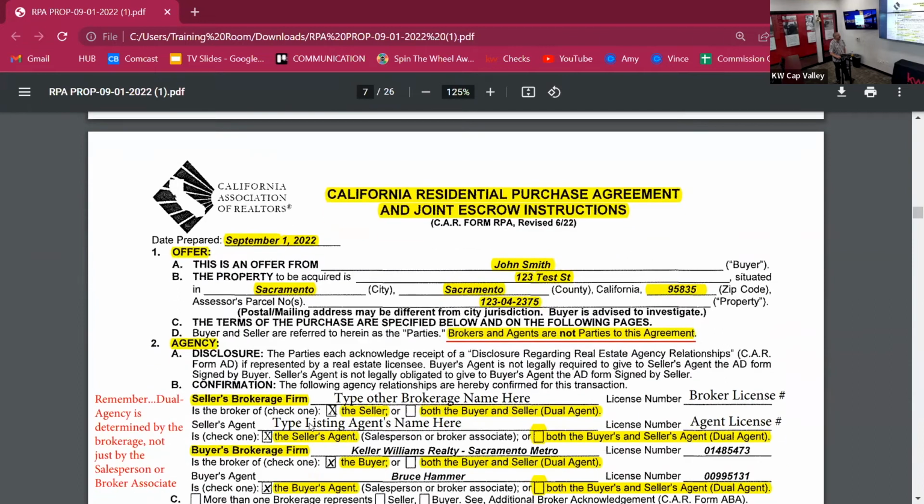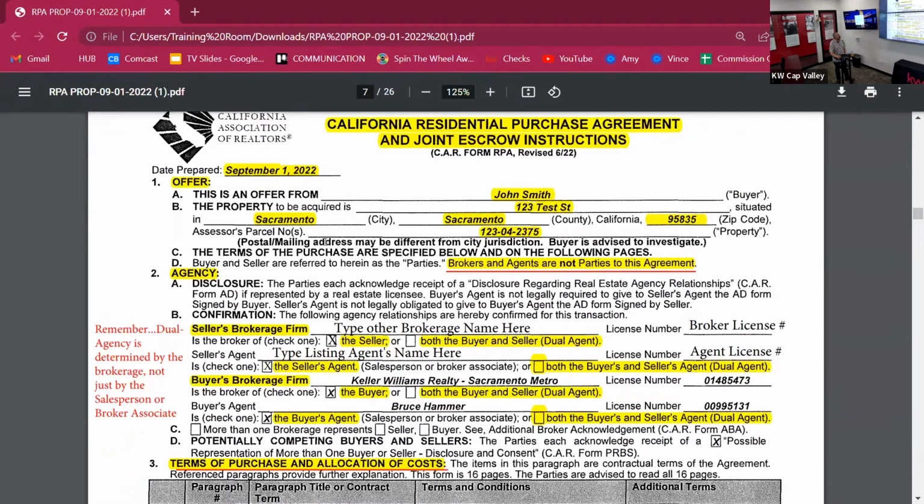And we finally get to the actual California Residential Purchase Agreement and Joint Escrow Instructions. It's a pretty big form. This most recent revision that they did in December of 2021 was the most radical revision they've done since December of 2002. And I'll talk about some of those differences in a second.